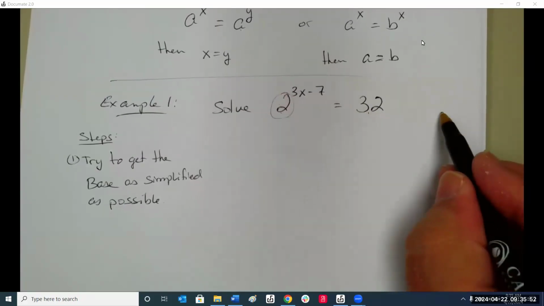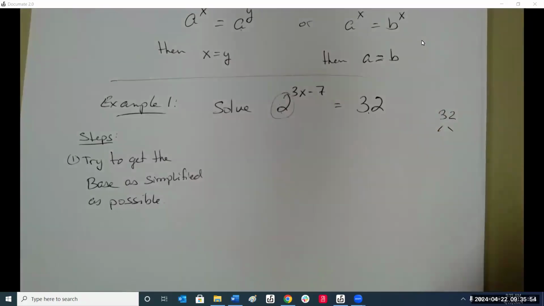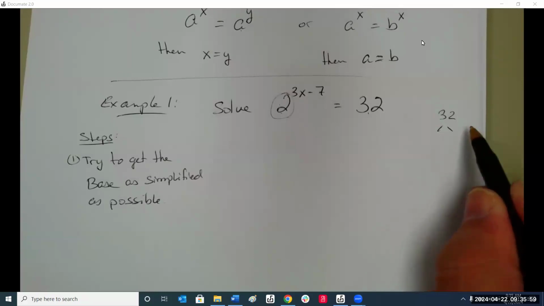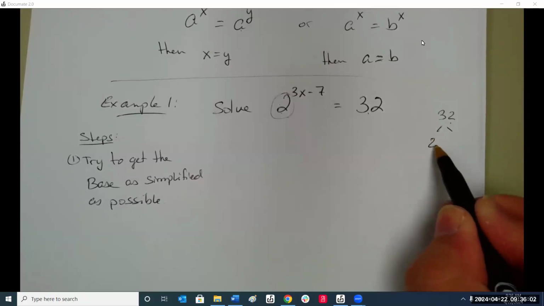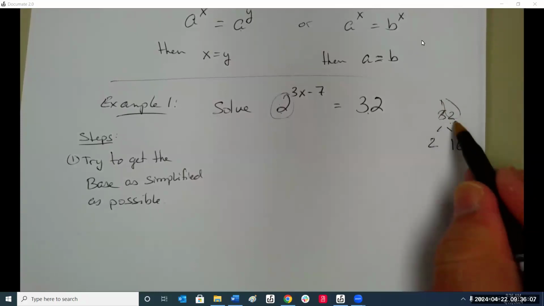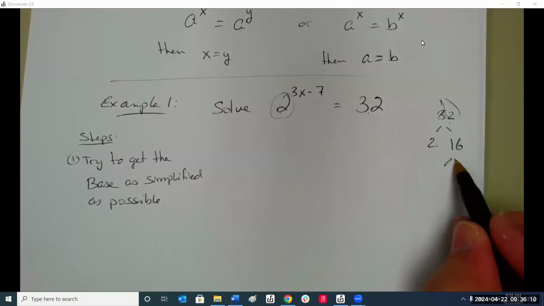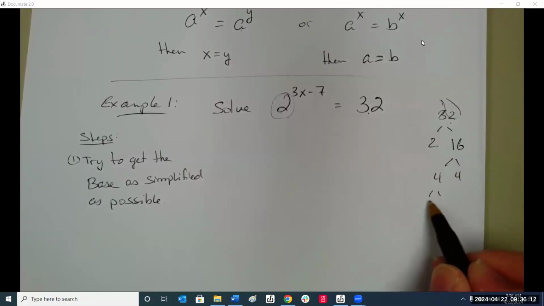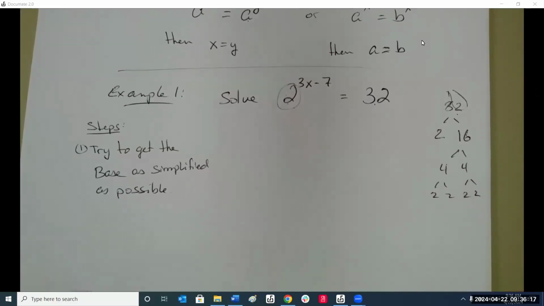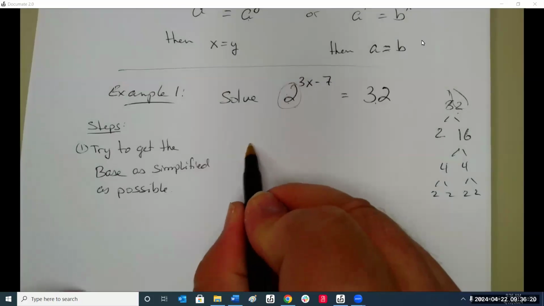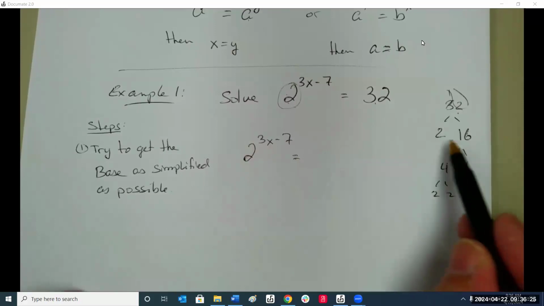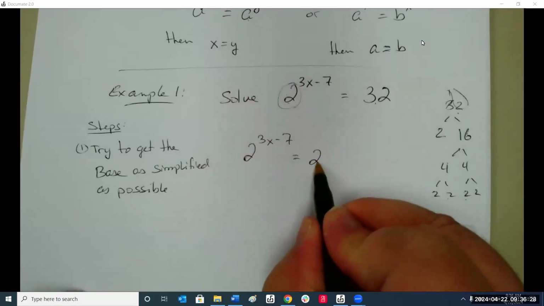How about 32? What is 32 made up of? Well, it ends in a 2, so we know it's divisible by 2. 2 goes into 3 once with 1 left over. 2 goes into 12 6 times. 16 is 4 times 4, which is 2 times 2, 2 times 2. So 32 is 1, 2, 3, 4, 5. Is 2 to the 5th.